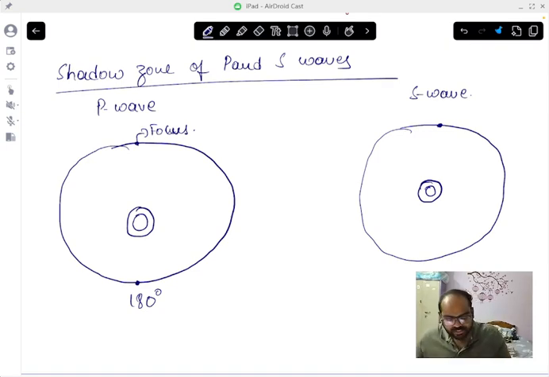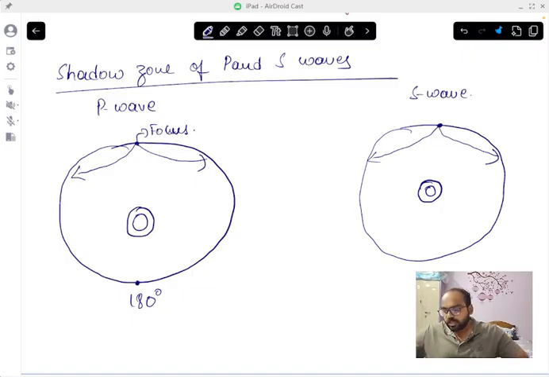What does the shadow zone of P and S waves say? From the focus, when the P waves travel inside the earth, not only P waves, S waves also, they travel in a curved path, not in a straight line, a curved path. Why a curved path? Because of refraction.